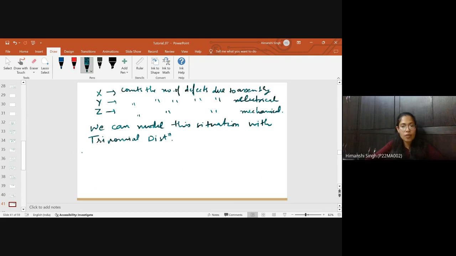So we need to find the probability that x equals 7, y equals 3, and z equals 2. What was the density for the trinomial distribution? Here the size is 12, since we have a total of 12 boards selected. So it will be equal to 12 factorial divided by 7 factorial, because here we are taking x to be 7, then 3 factorial, and 2 factorial.